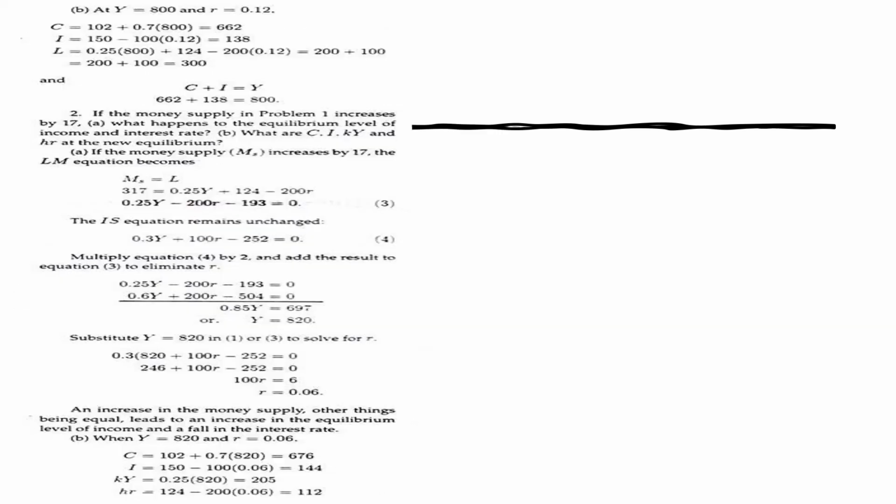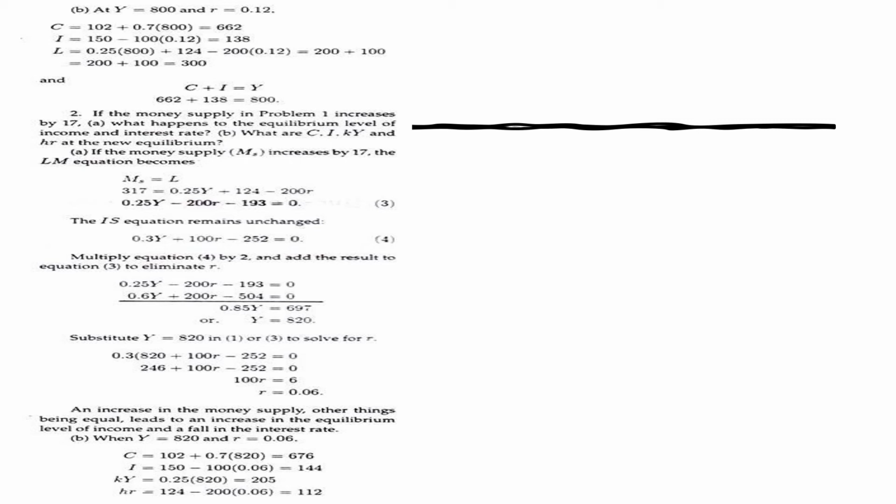Yes. So in the case of B, the question asked here, we have to understand that at equilibrium y is equal to 800 and r is equal to 0.12. Substituting the values, you will be getting C plus I is equal to y, where C is equal to 662 plus 138, that is investment, and that would be giving you 800 rupees.